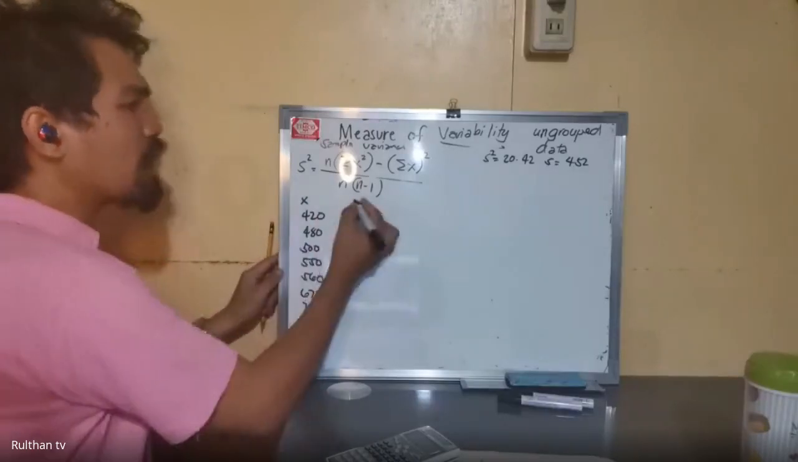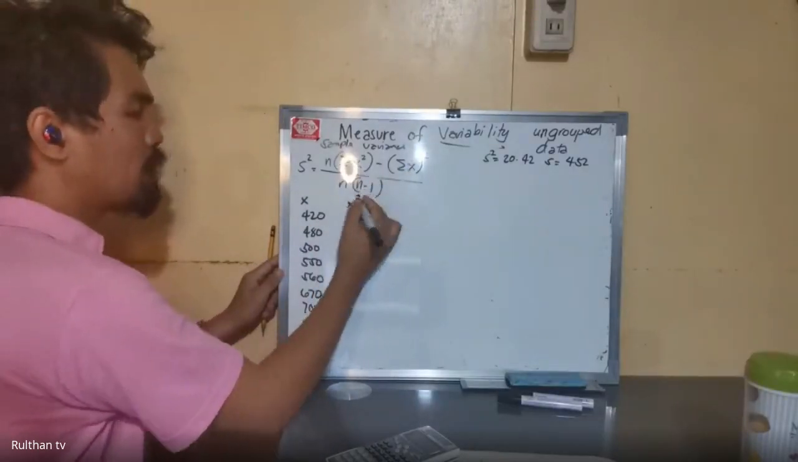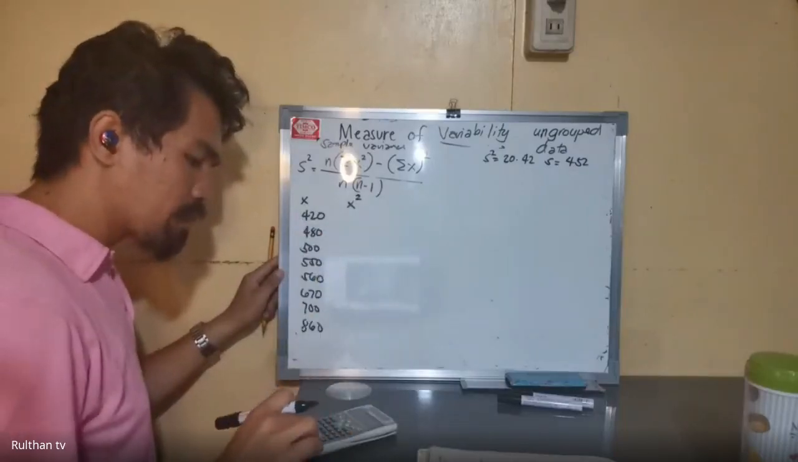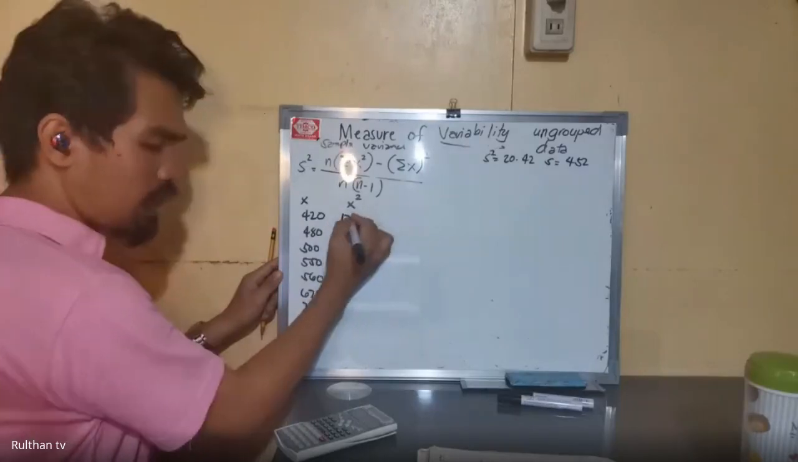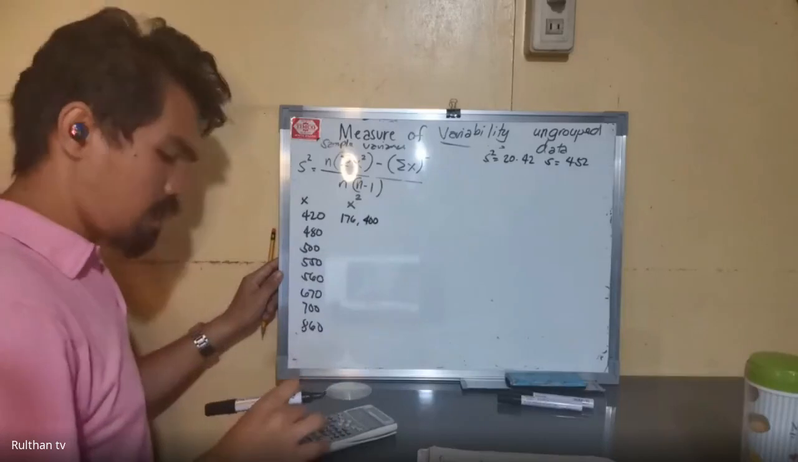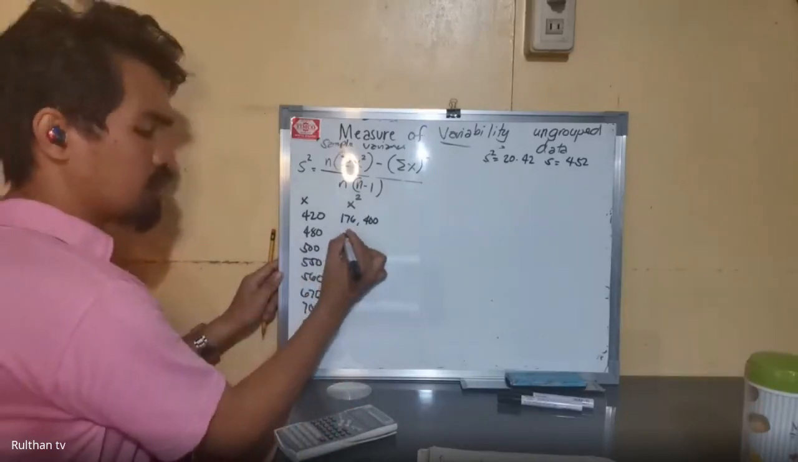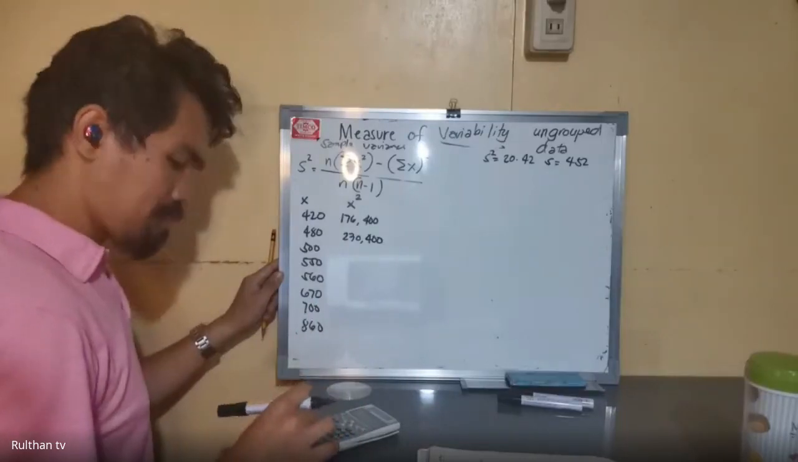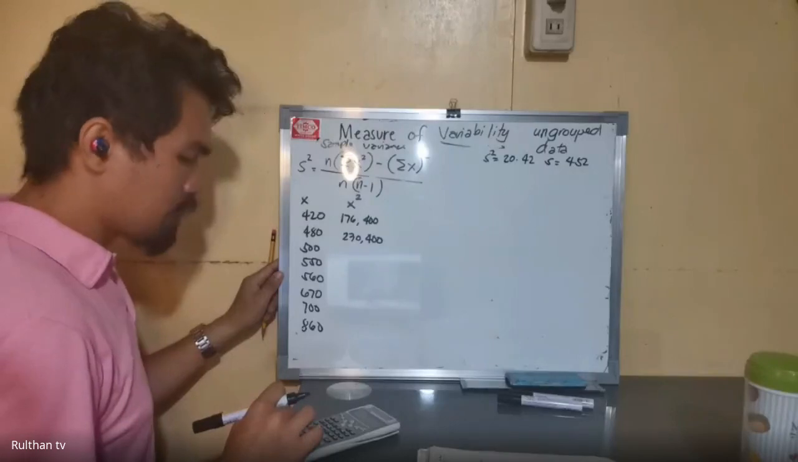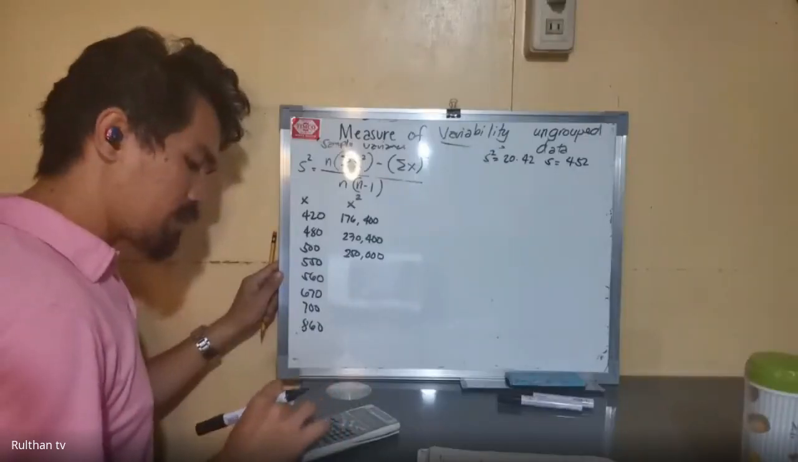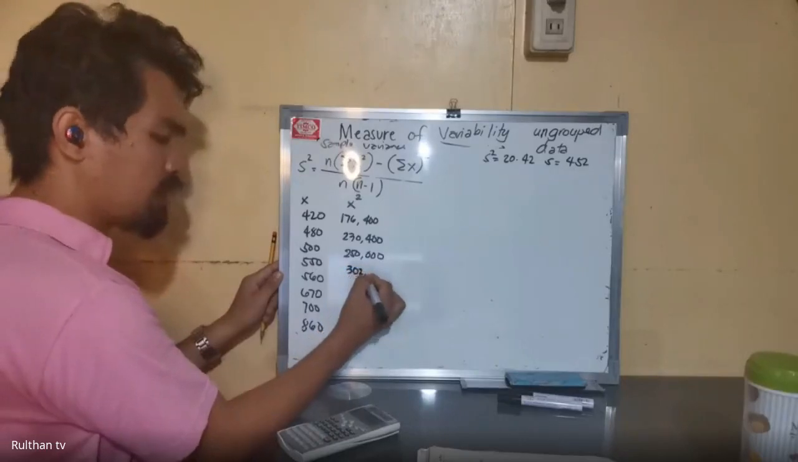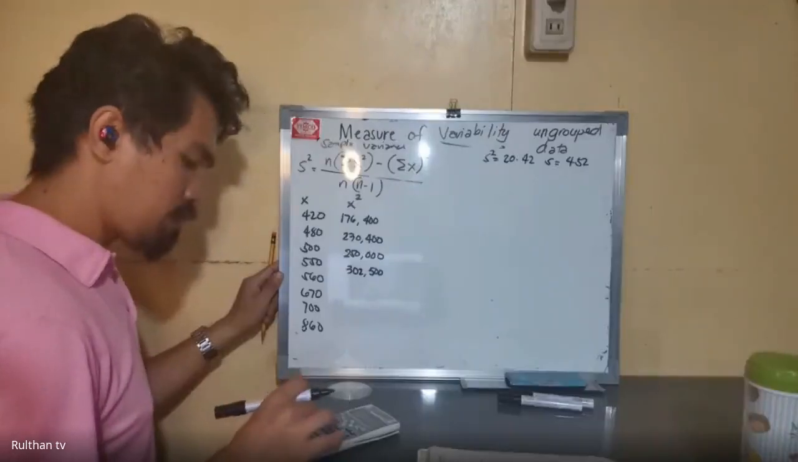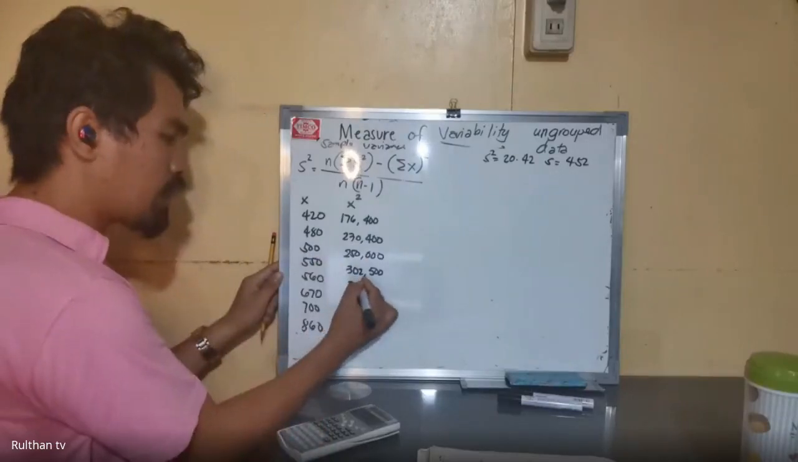Yes, we have 480. Next, the next column is where we will get the square of each. So that's 420 squared, 176,400. Then you have 480 squared, that is 230,400. Then 500 squared is 250,000. Then what about 550 squared? That is 302,500. Correct? Please do correct me if my data entered here are not correct.